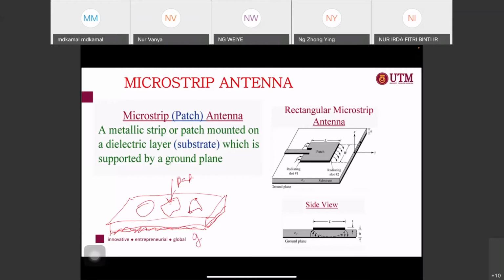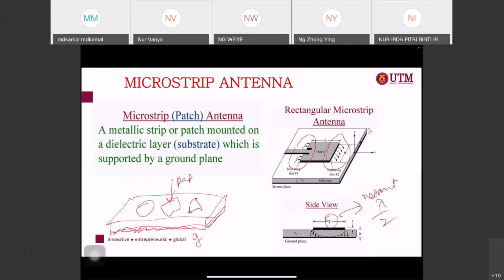As you can see, the radiation comes from here. This is the most important. This is where the radiating happens, and you can see that it goes along this L. L is actually the resonance frequency length. So this is what we call the half wavelength of your antenna itself.